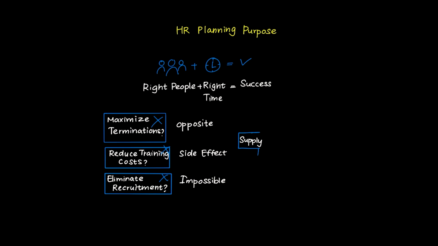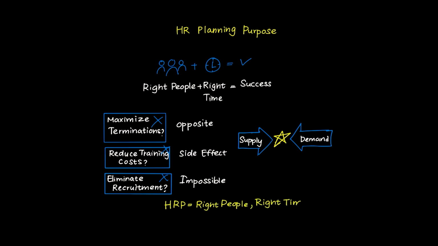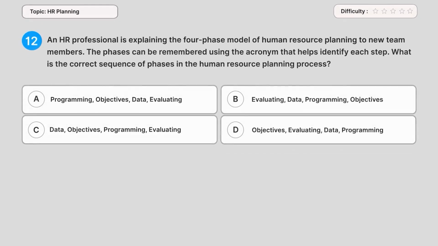Here's a WGU D351 OA exam tip for you. HRP questions that ask about purpose or primary goal always point to having the right people at the right time. Quick recall hook: HRP = right people, right time.